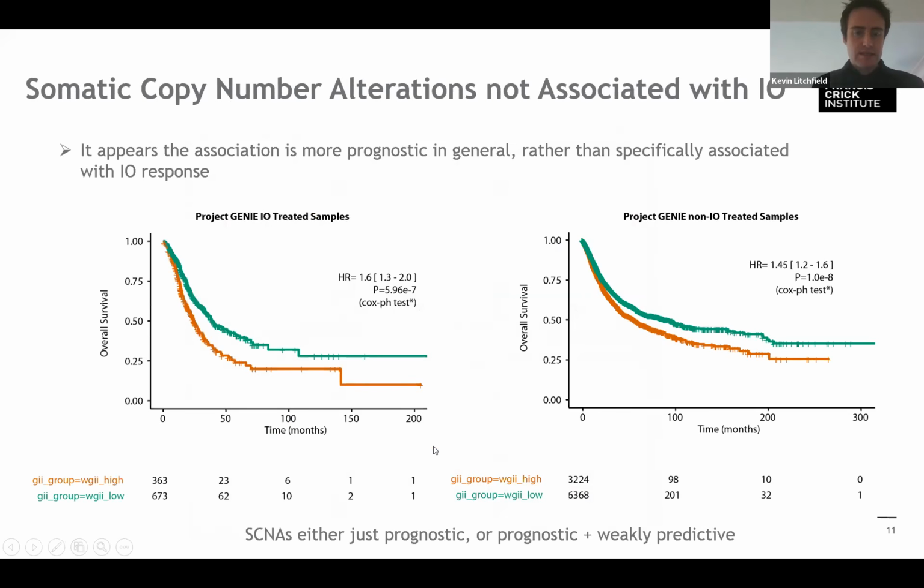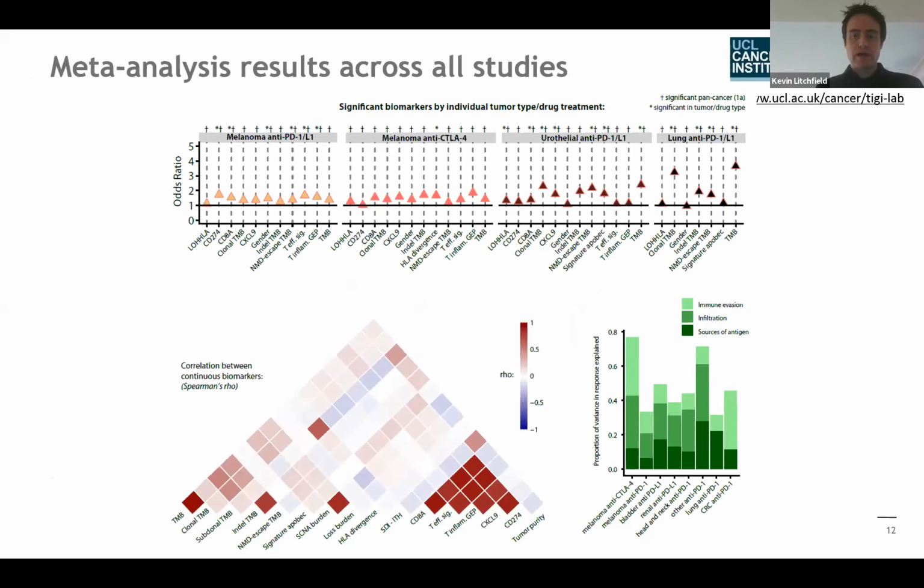And so we looked in more detail, and indeed we could see a separation. This was in a separate cohort, the Project GENIE MSK-IMPACT samples. Indeed, patients with a higher burden of copy number alterations did have reduced survival in terms of OS, but we also saw a similar pattern for patients that didn't have immunotherapy treatment. Again, a separation in the curves. So it may be that this biomarker is more prognostic than predictive, or maybe large data sets are needed to determine that either way.